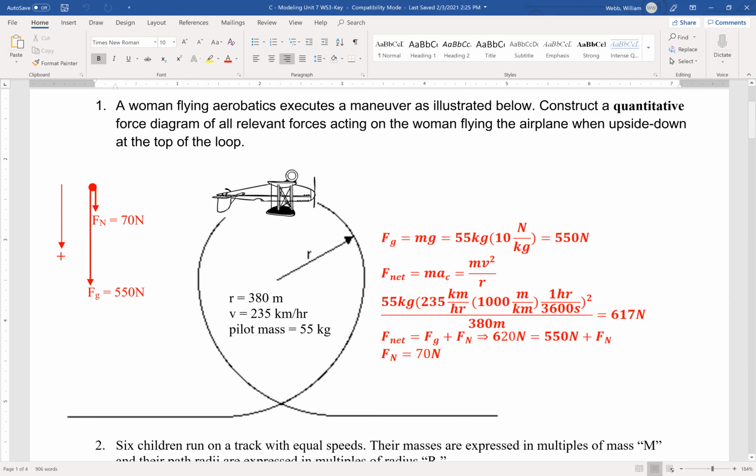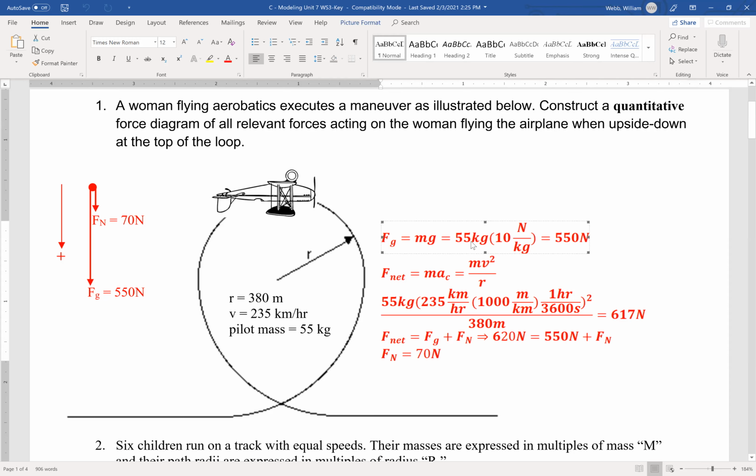Now, to find that 70 newtons, though, that's not given. We have to actually go through some steps to figure it out. So here's a couple steps over here. The first thing they've done is they've taken the mass times acceleration due to gravity and found her weight is 550 newtons.